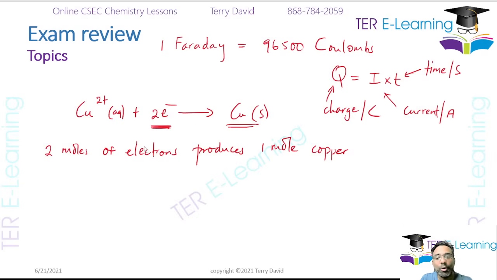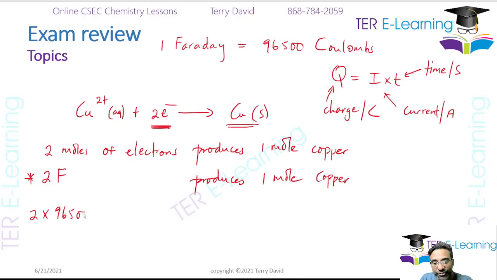Now the thing is, 2 moles of electrons is actually 2 Faradays. So we can also say that 2 Faradays produces 1 mole of copper. We can even convert these Faradays into coulombs. If it's 2 Faradays, it'll be 2 by 96,500 coulombs produces 1 mole of copper. All of that I can tell from this equation.